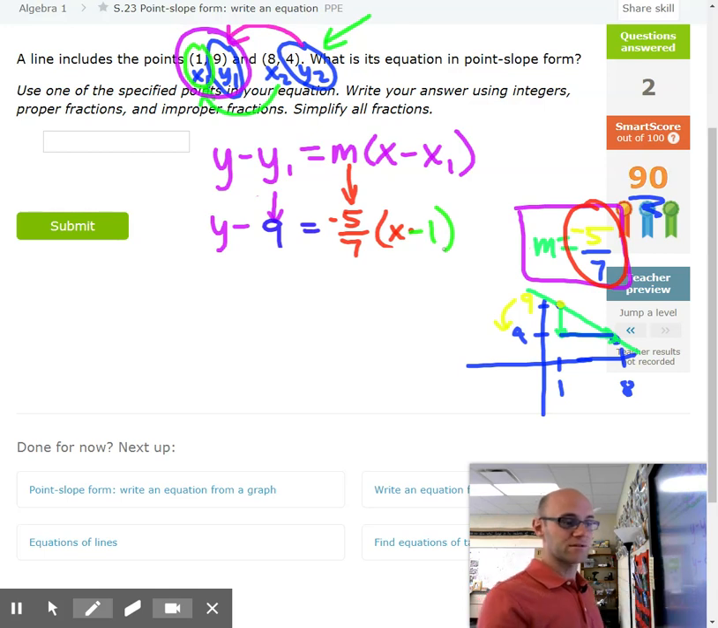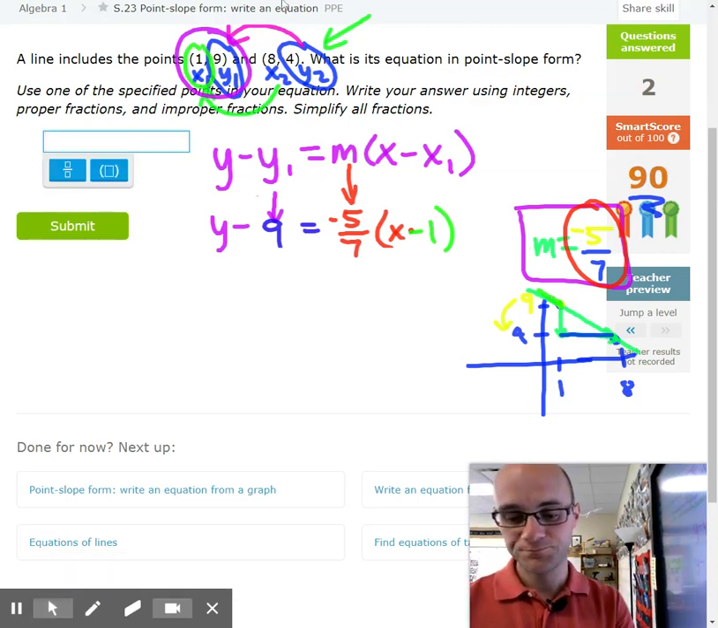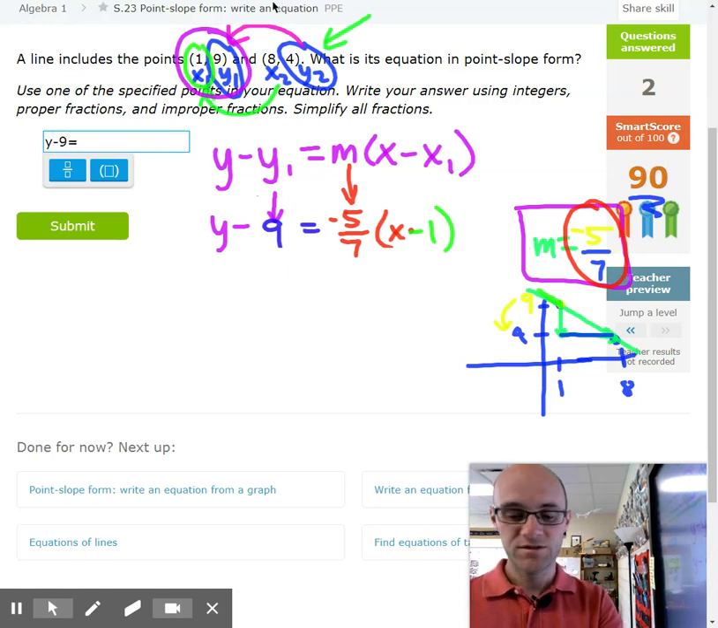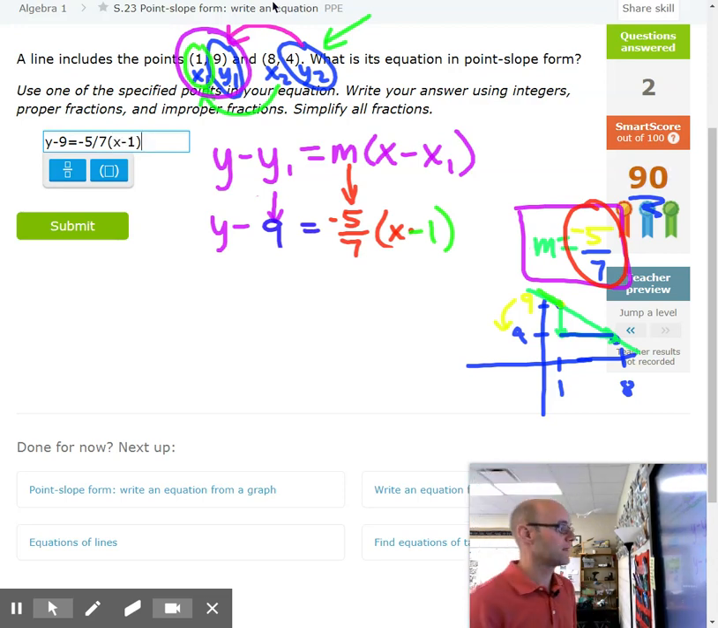If we were to solve it out in slope-intercept form, it would end up having a y-intercept a little bit higher than 9, probably about 10 point something, and we'd know for sure we have the right answer. For now, if we think we've plugged everything in right, we're going to go ahead and type it in to wrap up this topic. So we had y minus 9 is equal to negative 5/7, parentheses x minus 1, and that's how we would type it in. You can use the little fraction bar for that 5/7 if you want, but you don't have to.